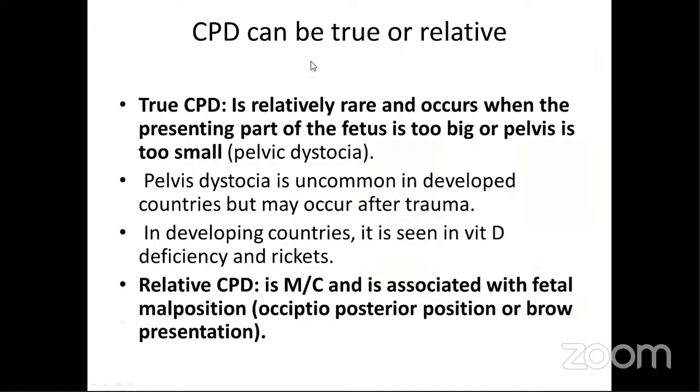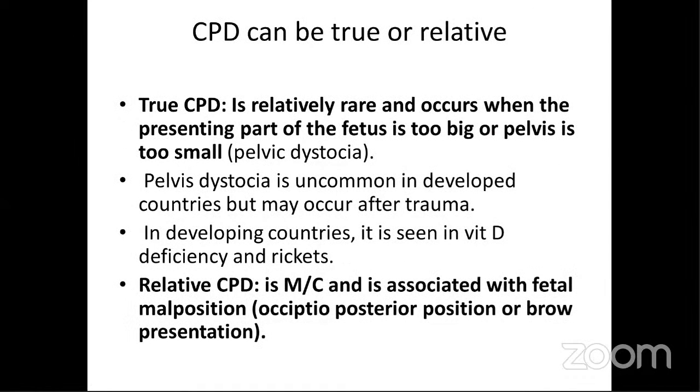Next, CPD can be true or relative. True CPD is relatively rare and occurs when the presenting part of the fetus is too big or the pelvis is too small, as in pelvic dystocia. Now, pelvic dystocia is uncommon in developed countries but may occur after trauma. In developing countries, it is seen in vitamin D deficiency and rickets. Relative CPD is the most common and it is associated with fetal malpositions such as occipito-posterior positions or a brow presentation. So this is about CPD.